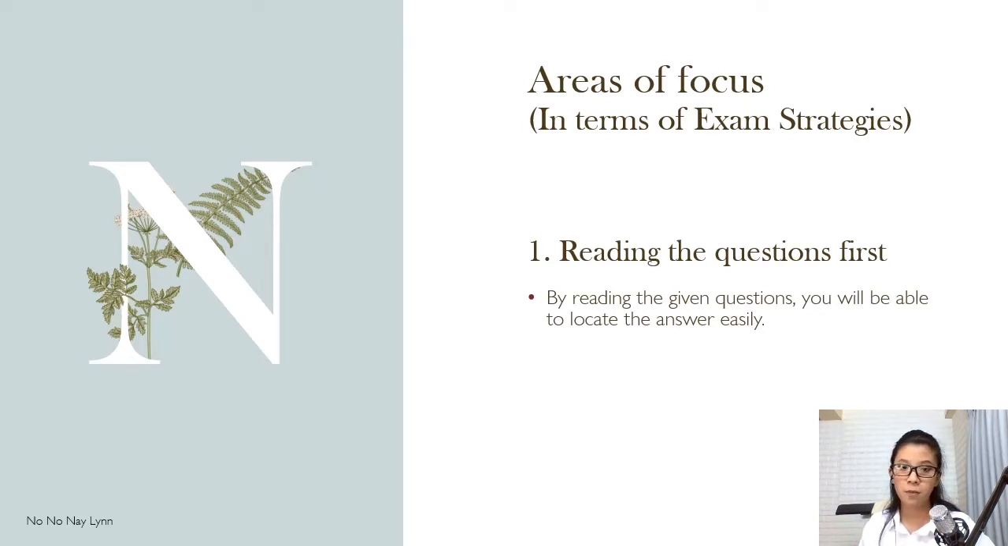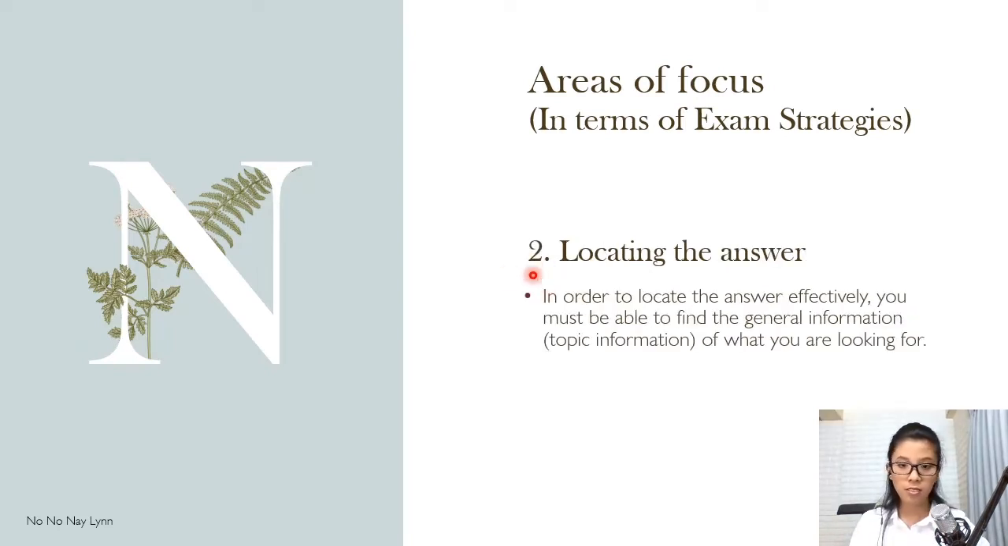Okay, and after that, you go to the next step, which is locating the answer. After you depict the main points from the question and the paragraph, you go to the locating the answer step. So, step number two, locating the answer. In order to locate the answer effectively, you must be able to find the general information, which is the topic information of what you are looking for. So, the topic information is what we have already said, the key terms, the topic, the main information, right?